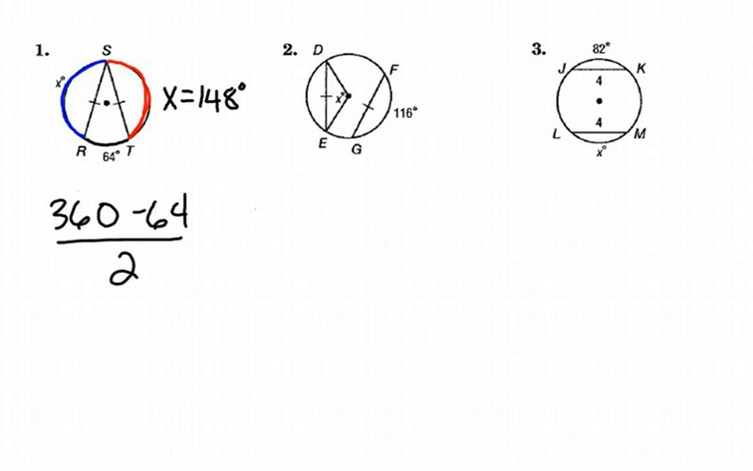On problem 2, I know that this chord and this chord are the same because their corresponding arcs are the same. So this arc would be 116 since the chords are congruent. And the 116 goes with this angle x. X is its central angle, and we know that the central angle is the same as its arc. So that would be 116 degrees.